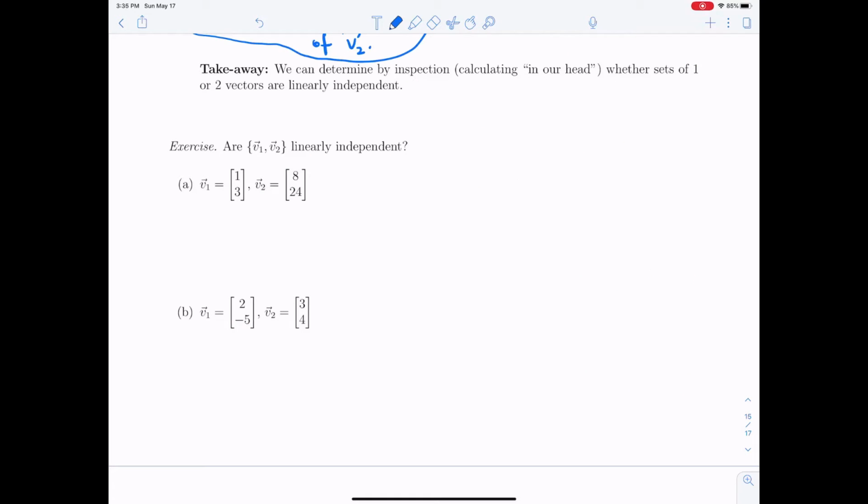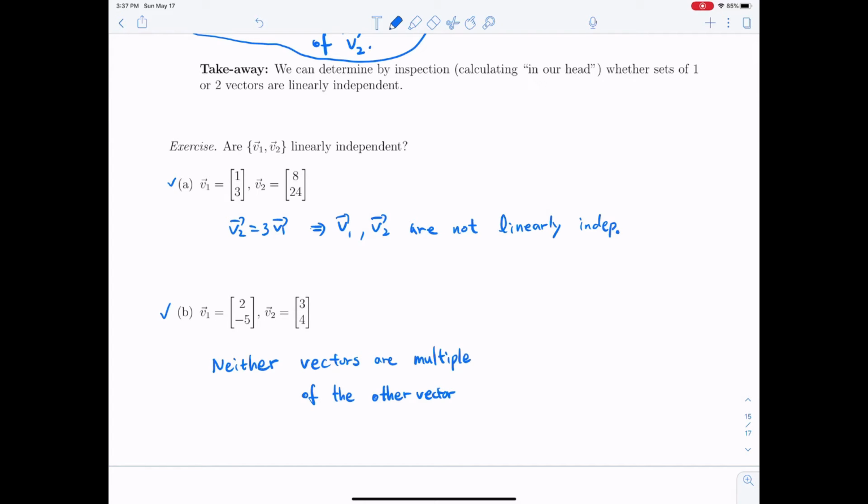So, using the fact above, let's pause the video and try to determine whether the given sets of vectors are linearly independent or not. Okay, so did you figure these problems out? So let's solve these problems together. For the first one, we can see that v2 is just 3 times v1, which means v2 is a multiple of v1. So v1 and v2 are not linearly independent. However, on part B, we can see that neither vector is a multiple of the other, which tells us that v1 and v2 are linearly independent.